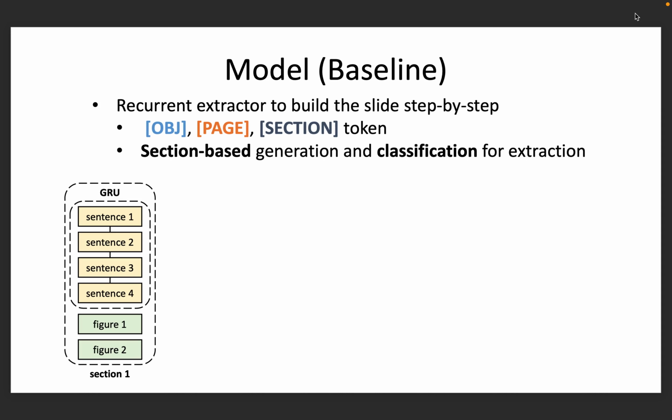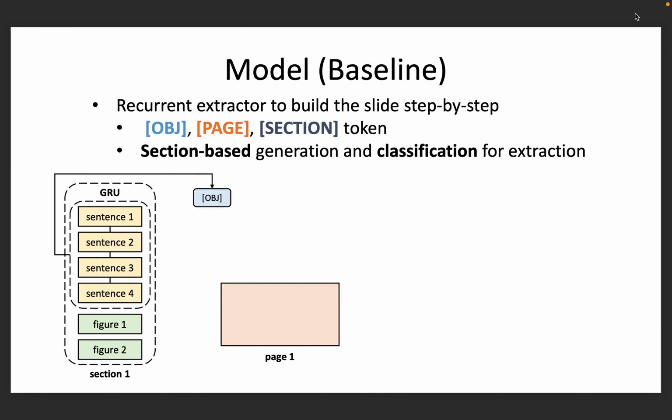And let's talk about the method. We imitate how humans do it and consider a recurrent extractor to build the slide step by step, where a progress tracker, which is a GRU, will output an object token, page token, or section token. To decide for the current state, we will put the object, move to the next page, or move to the next section.